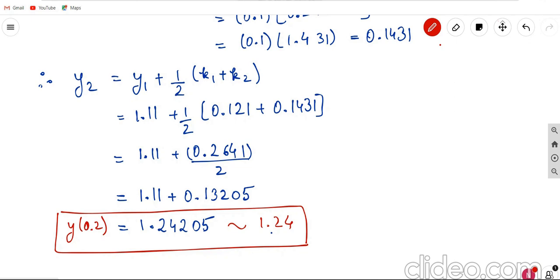So this is the end of the RK method of order 2, and in the next lecture we'll be talking about the RK method of order 4.